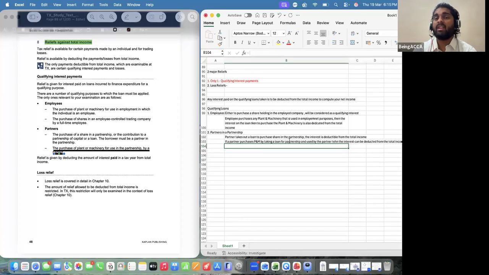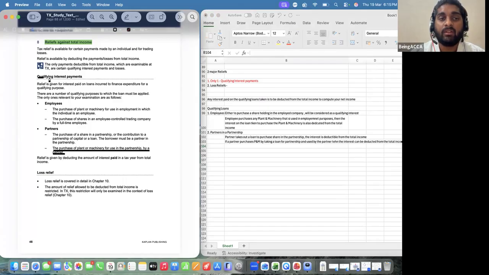Purchasing plant and machinery by taking a loan for the partnership: you're in a partnership, so you're running the business, and in that business what will you have? You will have to use plant and machinery, correct? So that plant and machinery that is being used by the partner himself, the interest on that is also deductible. This is all about qualifying interest payments. If you have any doubts, you can always reach out to me.